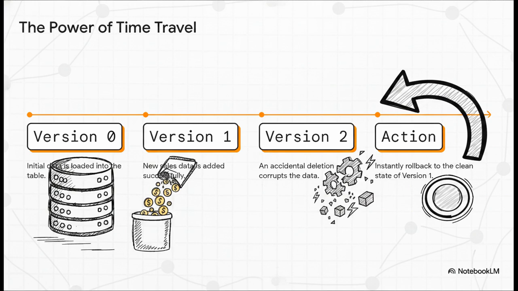Let's say you load your initial data, that's version 0. Then you add some new sales data, that's version 1. And then, oh no, someone runs a bad script and deletes a huge chunk of important records. That's version 2, and it's a disaster. But with Delta Lake, no sweat. You can literally just tell the system, hey, show me the table as it was at version 1. And poof, the mistake is gone. It is a literal undo button for your entire data lake.